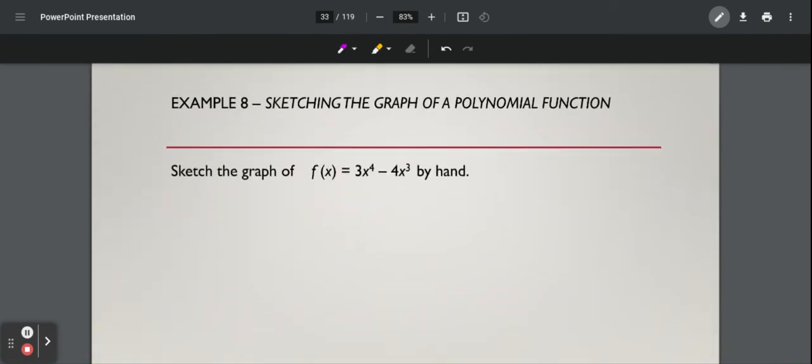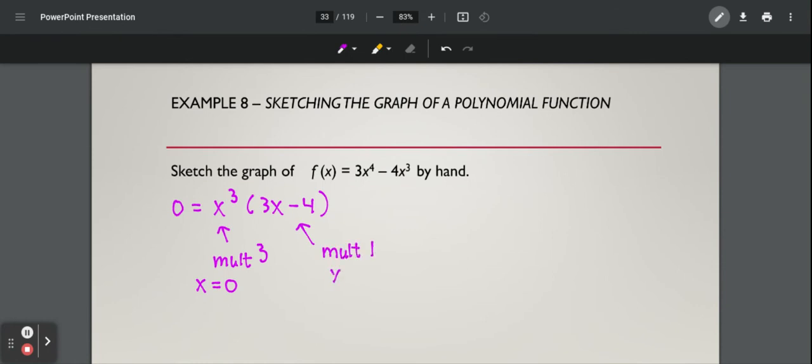So if we were sketching this by hand, first let's find the zeros. If we plug a 0 in for f(x) and we factor out the GCF, which is x cubed, we're left with 3x minus 4. So when we look at these zeros, x equals 0 is going to have a multiplicity of 3. This factor only has 1, so this would just have a multiplicity of 1. And if we were to solve, we would get x equals 4/3.